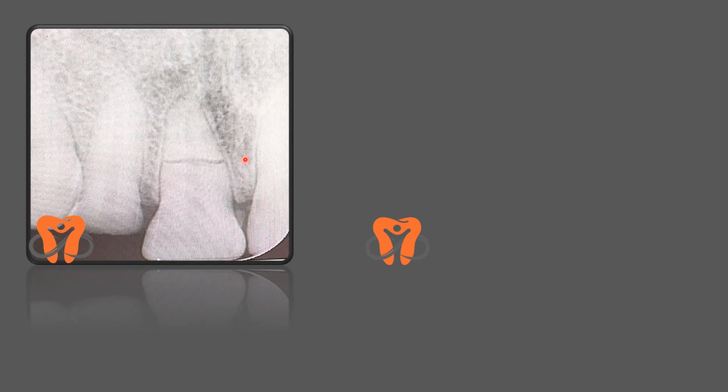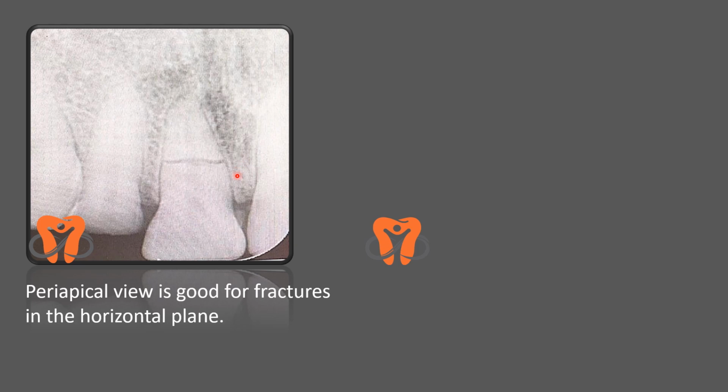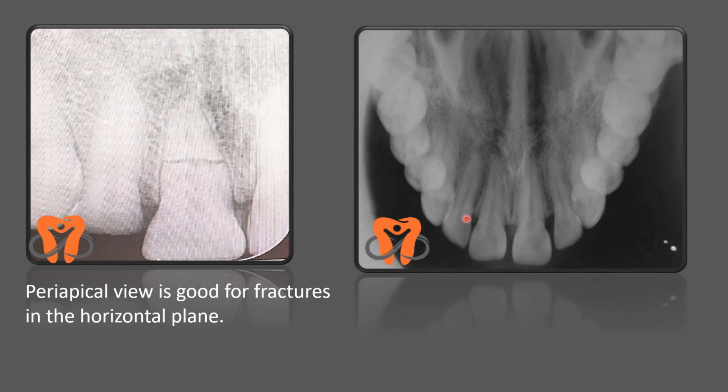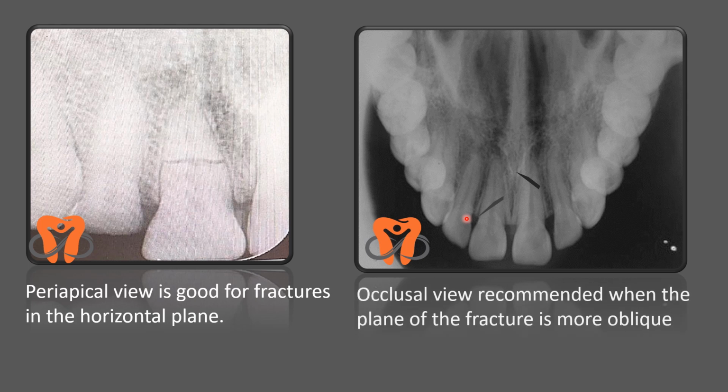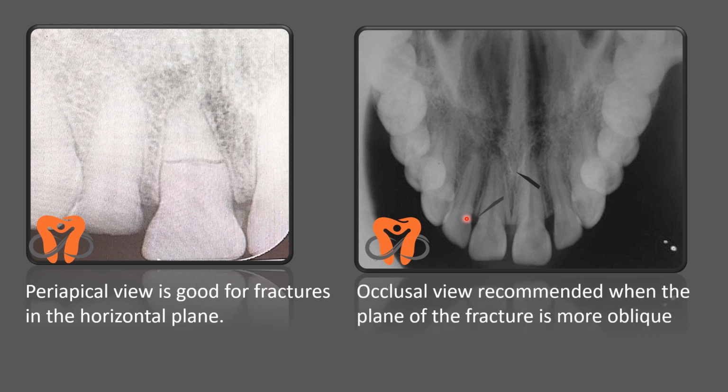The first type of view which is recommended is the periapical view. Now this is very good for detecting fractures in the horizontal plane. As you can see in the photograph, there is a horizontal fracture line running at the mid-root level. Now supposing after your periapical view, you are not satisfied because you're not able to detect the fracture properly. So what do you do? You go in for the occlusal view. Now, the occlusal view is highly recommended for any fracture line that may be present in the oblique plane. As you can see clearly here, this is an obliquely running fracture, and here also.